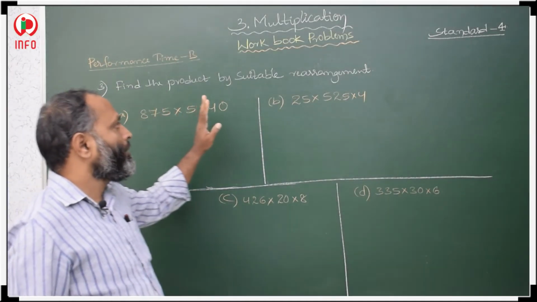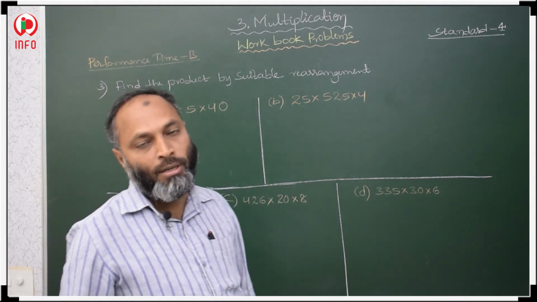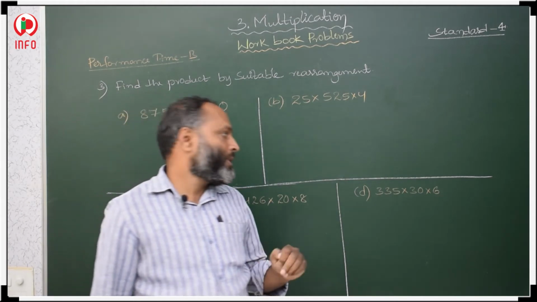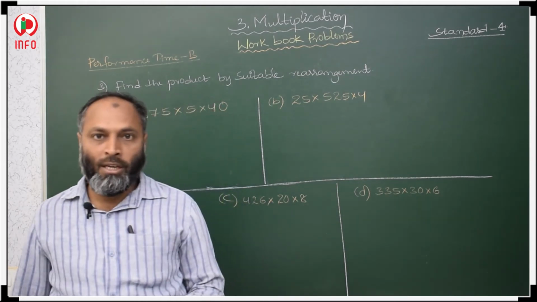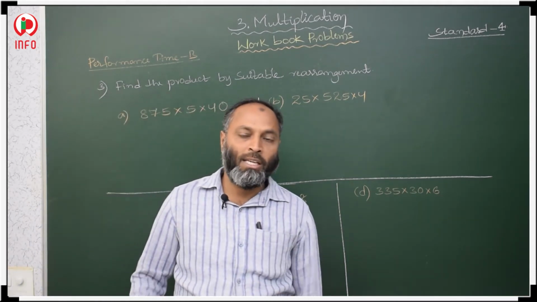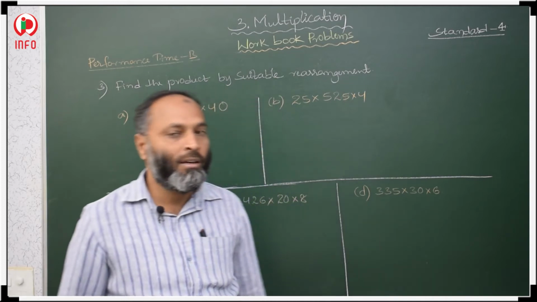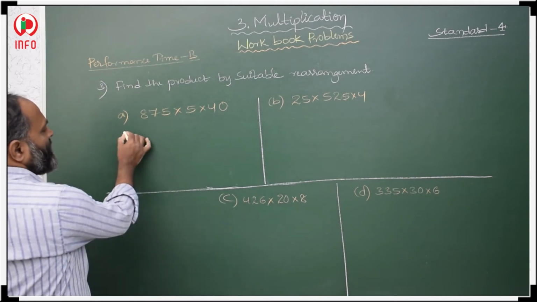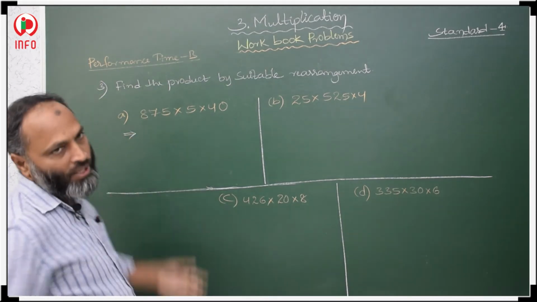Now students, next question. Find the product by suitable rearrangement. So here some multiplicands are given. 1, 2, 3, three multiplicands are given. In the easiest way we have to arrange the multiplicands and find the product. So what is the easiest way? You have to think first. So it is in that way, it is easy, no need to change.